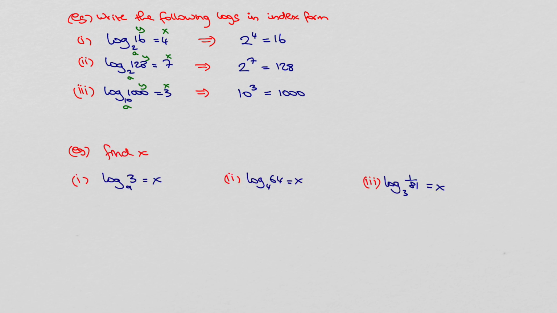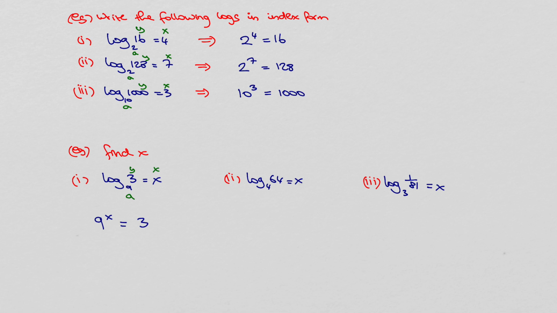So for example, if we have log 3 to the base 9 equals x, or log 64 to the base 4 equals x, or log 1 over 81 to the base 3 equals x, and in each case we have to figure out what is our value for x. Well, obviously we can just plug that into the calculator and we'll get the answer. But if we go from log back to index form, so a, y, and x, well, that's 9 to the power of x equals 3.